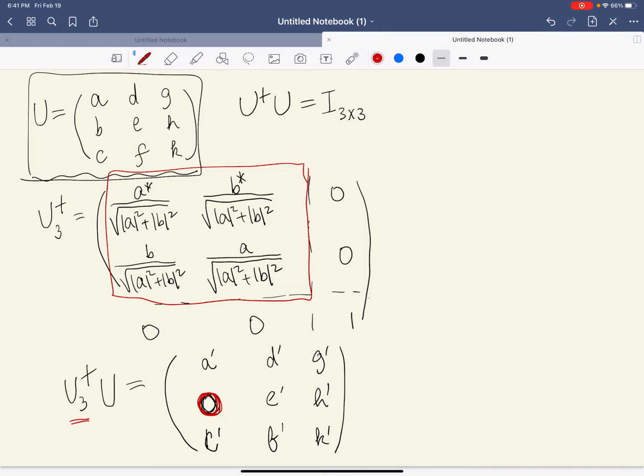Now the next step is to introduce another essentially 2-dimensional unitary matrix, so that when multiplied on the left, I will have also the third element equal to 0.